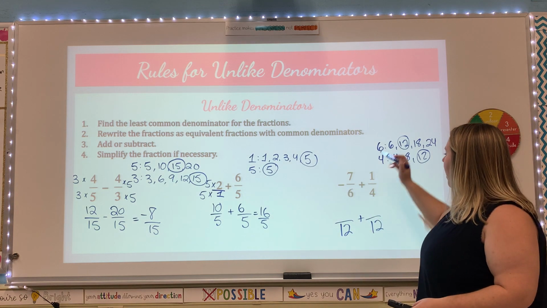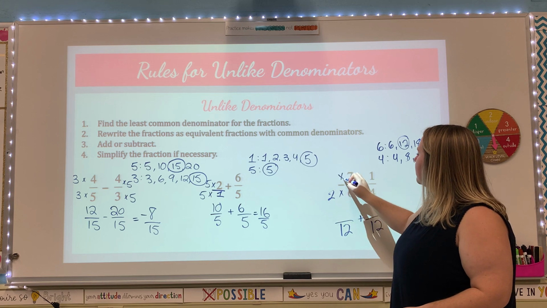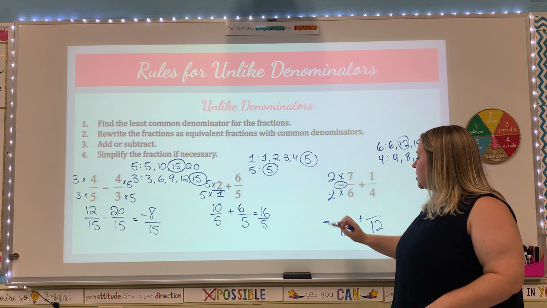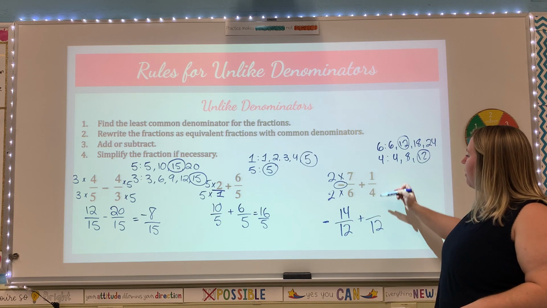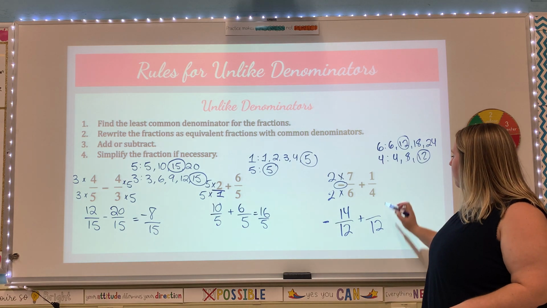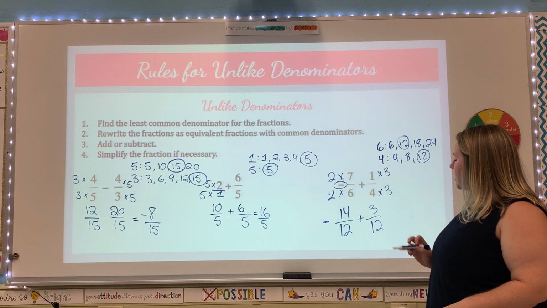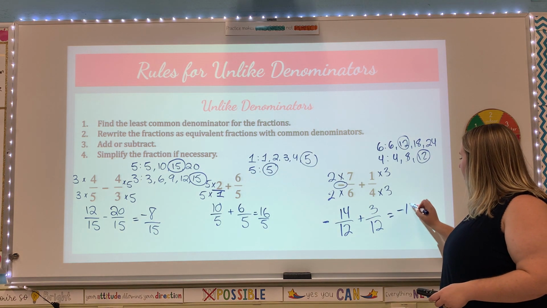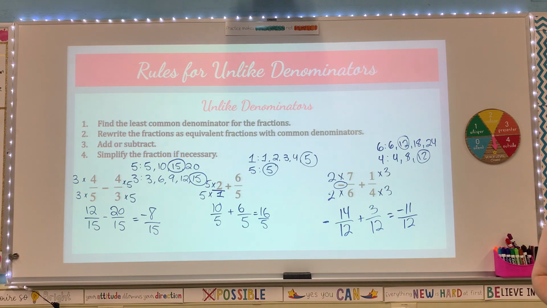To get from 6 to 12, we have to multiply by 2. So that means we have to then multiply our 7 by 2. Now, the one thing we can't forget is that there is a negative sign here, so this fraction still stays negative. 2 times 7 gives us 14. Now, if I'm looking at my 1/4, to get from 4 to 12, we have to multiply by 3. So I'm going to multiply my 1 by 3. And 1 times 3 is 3. Negative 14 plus 3 gives us negative 11. And then we keep the denominator the same, which is 12. And we cannot reduce this either, as they don't have any common multiples. Okay?